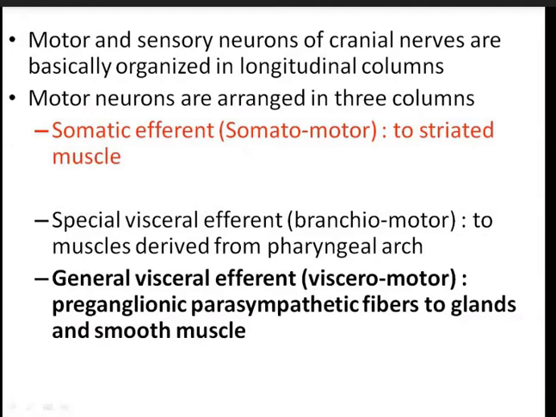And the general visceral efferent, the visceromotor, the preganglionic parasympathetic fibers to the glands and the smooth muscles, for example, the parotid gland, and smooth muscles present in the vessels and the internal organs. Okay, so they are the general visceral efferent. So these three are the motor neurons: the somatic efferent to the skeletal muscles, special visceral efferent to the muscles derived from the pharyngeal arches, and general visceral efferent to the glands and the smooth muscles.